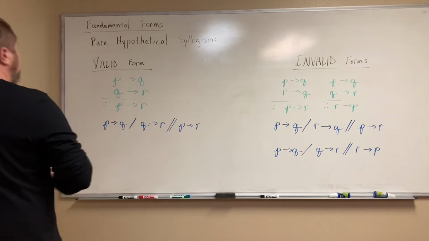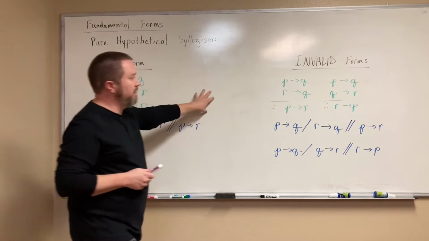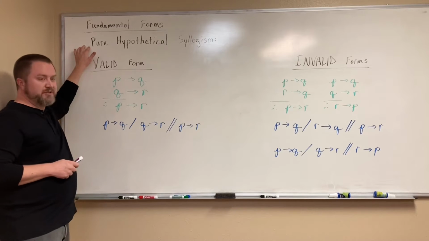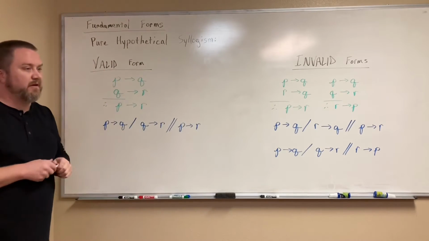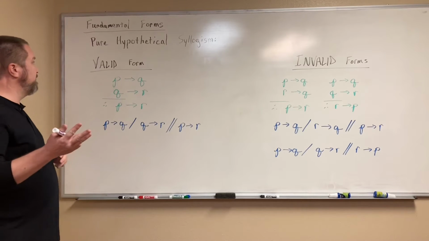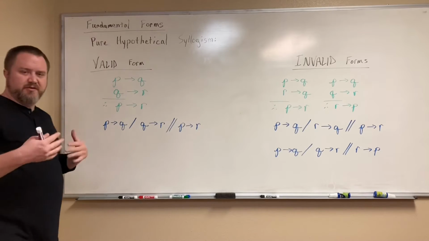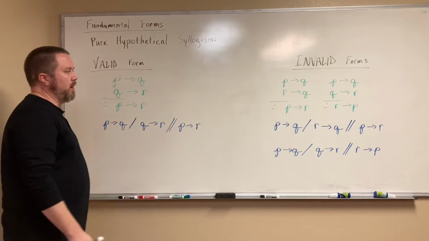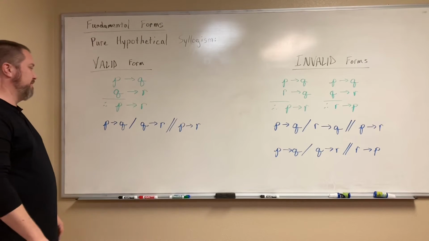Another quick video, just doing an indirect truth table for the valid form and invalid forms, or a couple examples, for pure hypothetical syllogism. So again, we've already laid out the valid and invalid forms for the three types of fundamental forms. But I'm just doing a couple videos with indirect truth tables so we can see how each of the forms are in fact valid or invalid.